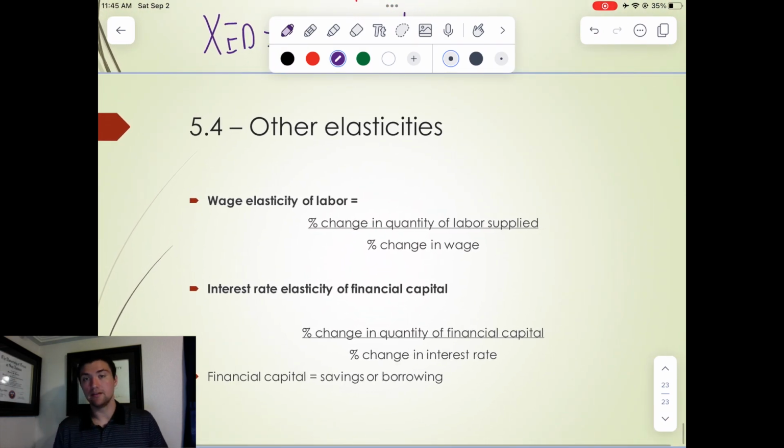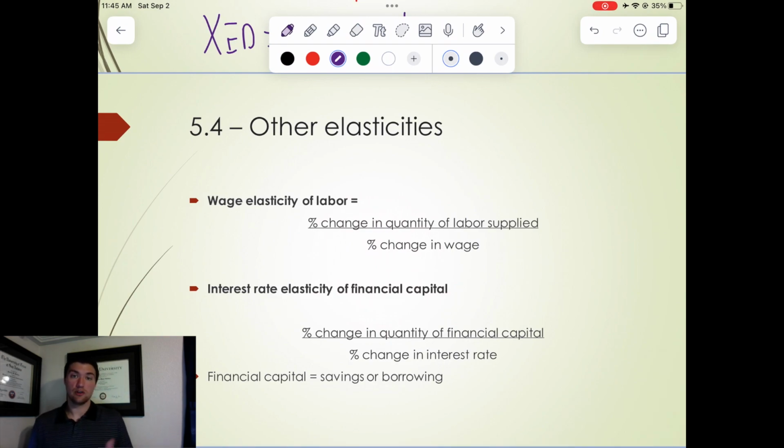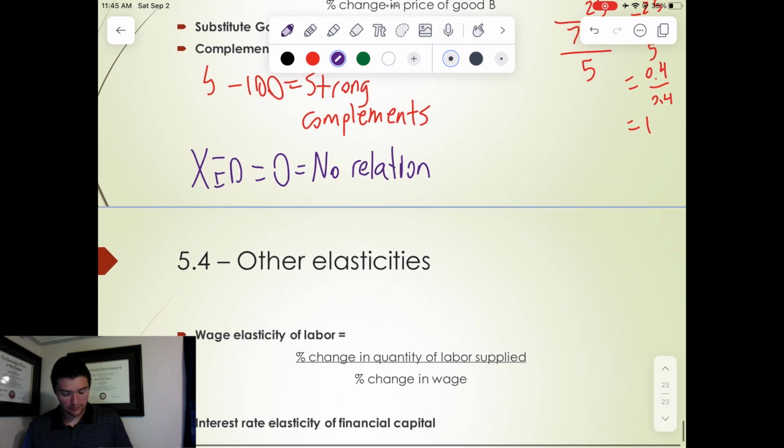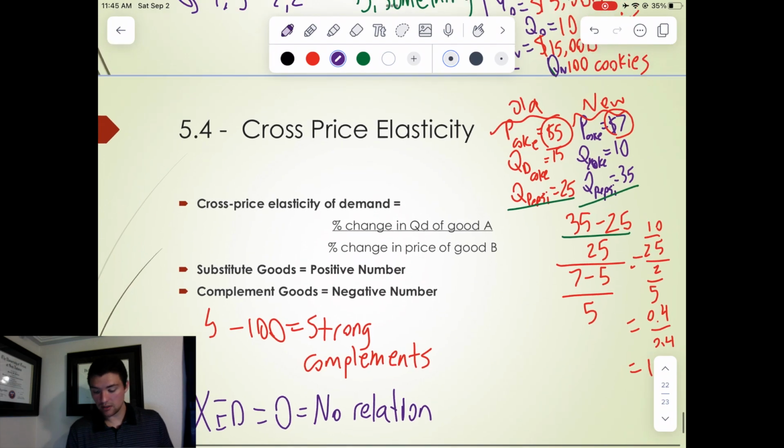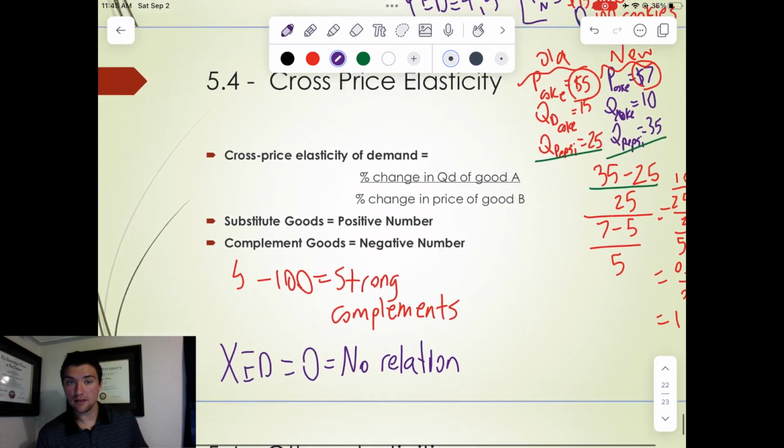The biggest thing here in terms of just elasticities, no matter where it is, quantity will always go on top, and it's always new minus old divided by old. The only time that's going to change is when you do the midpoint method. Midpoint method will be new minus old divided by the average. That's the difference.